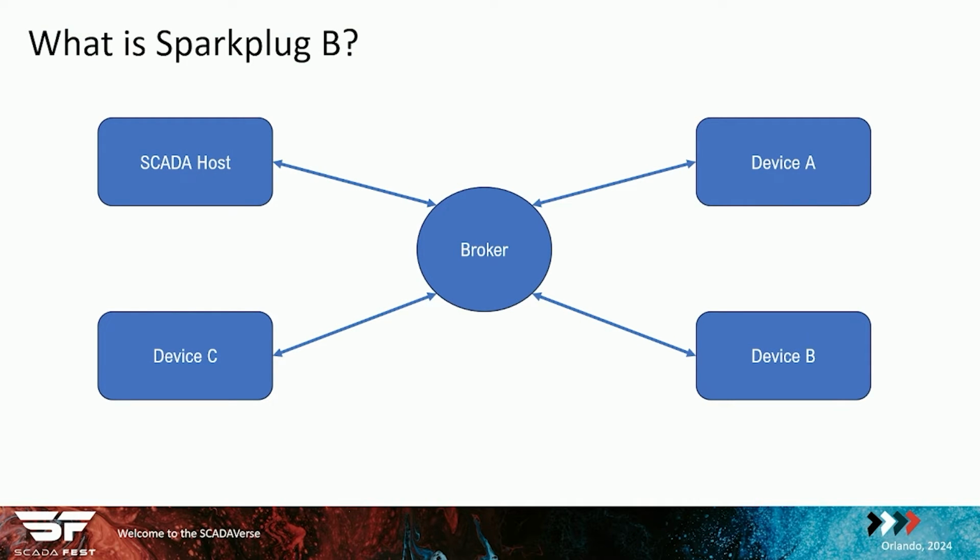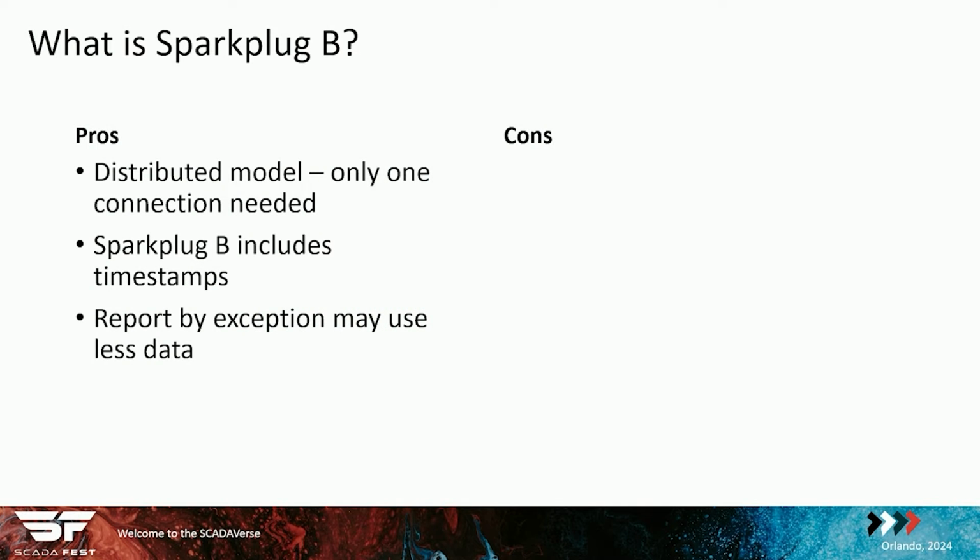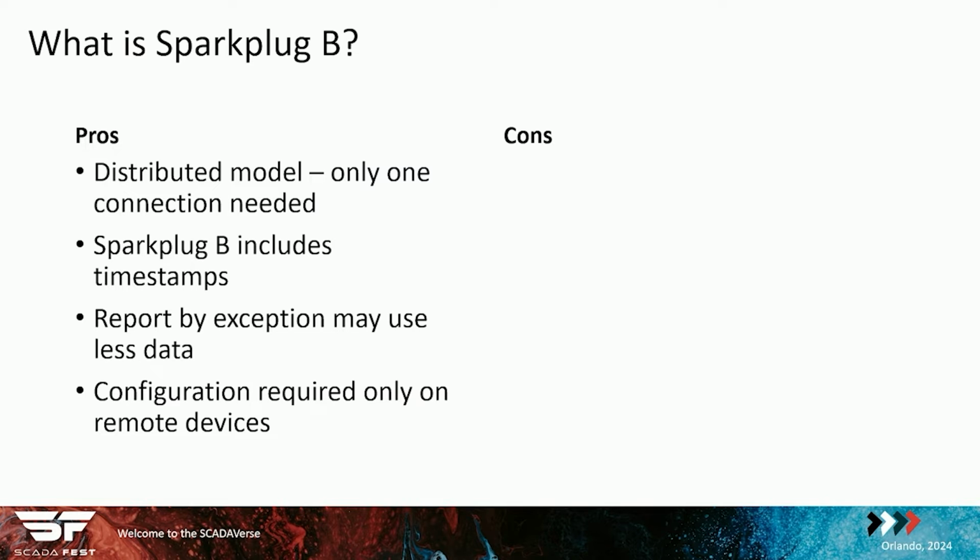So it's more of a distributed model than a direct connection model, which is one of the big takeaways about what MQTT and Sparkplug B are typically used for. Like I said, distributed model, only one connection needed. Sparkplug B does include timestamps as part of its data, so you can use it similar to DNP3 to get timestamped data back from your devices. It's not a strict requirement, but most manufacturers I've seen include it. It's going to be up to your edge device how you can configure it, but it's feasible to do with the protocol. And like I said, it's report by exception, and you only have to configure it on the remote devices.